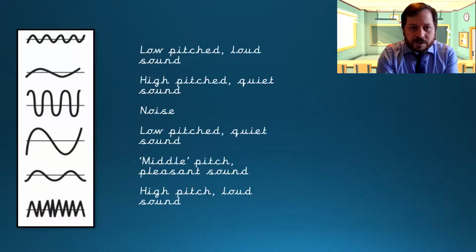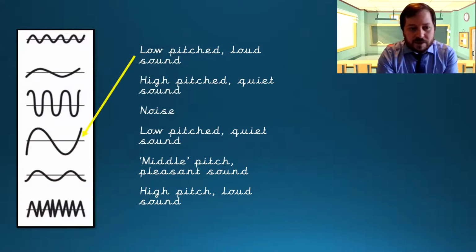Okay, so you've got low pitch, loud sound. We've got high pitched, quiet sound. We've just got noise, which is kind of random. There's no real pattern between them. We've got a low pitch, quiet sound, middle pitch, pleasant sound, and a high pitch, loud sound. Have a think which one relates to which.